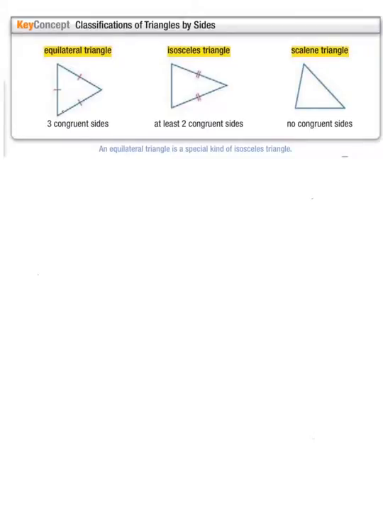Now let's move on and classify the triangles by their sides. We've already mentioned the equilateral triangle a while ago. So remember that the equilateral triangle is going to also be equiangular. Equilateral means all sides are equal. Equi means equal, lateral means sides. So they have all equal sides.